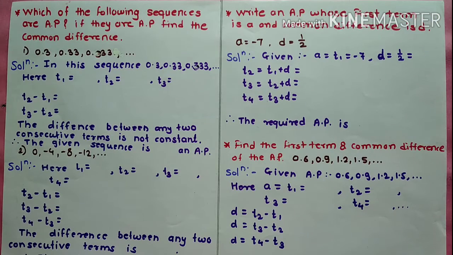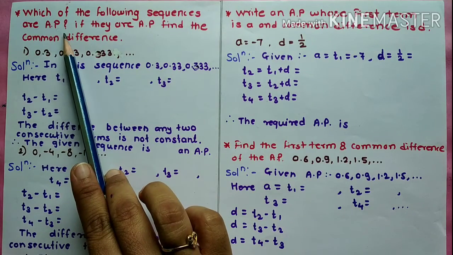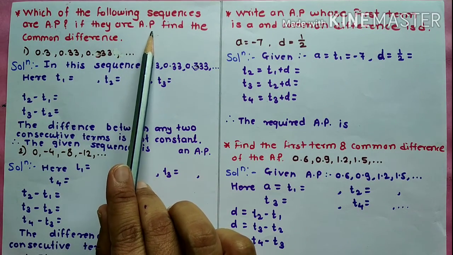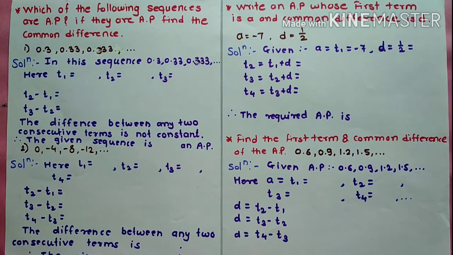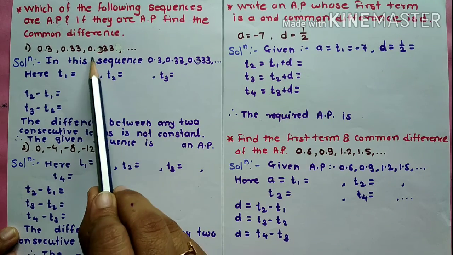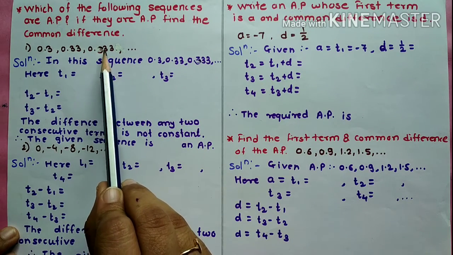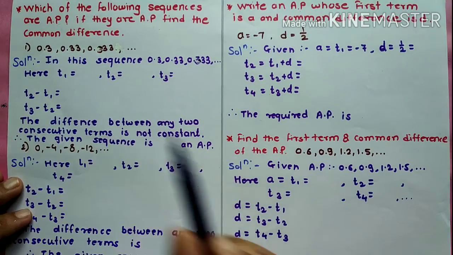Now we will solve some examples in practice set 3.1. Example first. Which of the following sequences are AP? If they are AP, find the common difference. First sequence is 0.3, 0.33, 0.333 and so on. So, solution.